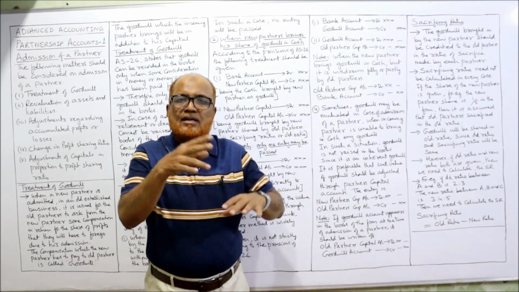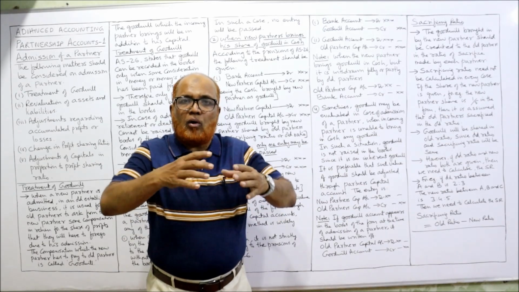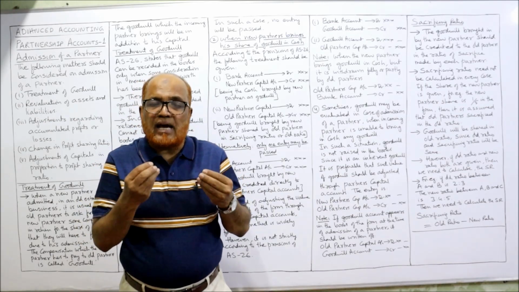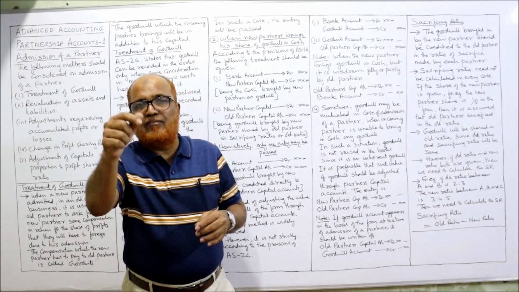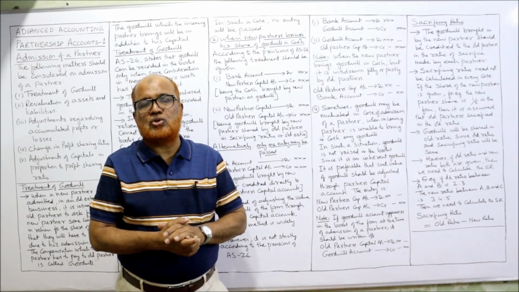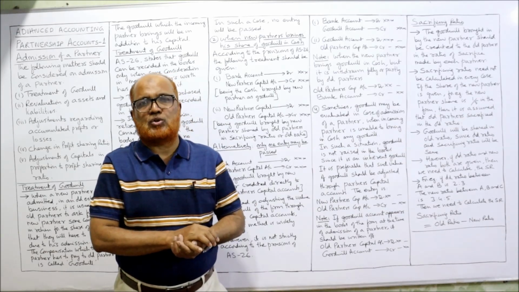Earlier, only two partners are sharing the profits. When a new partner has come in, now all the three will share. Then what will happen? The old partners have to sacrifice a share of profit in favor of the new partner. Then we need to calculate sacrificing ratio, because goodwill will be shared in the sacrificing ratio.